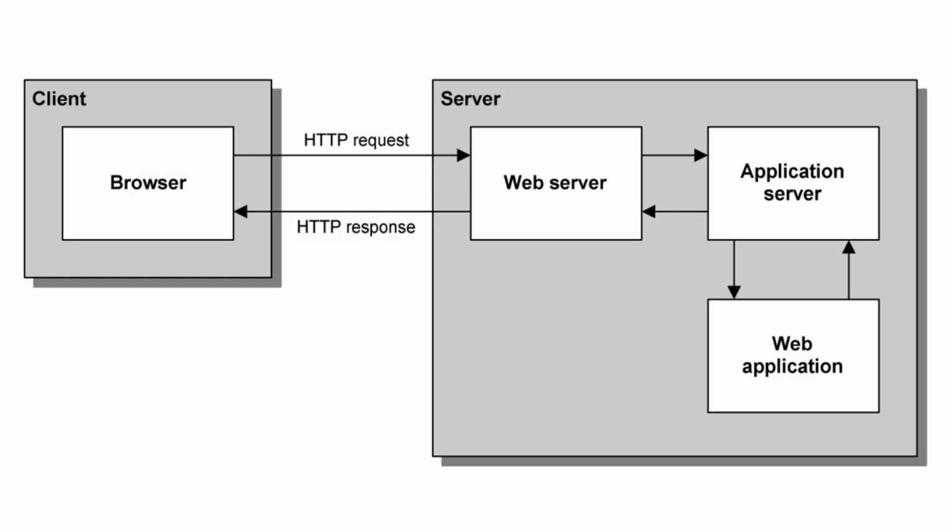When a web browser receives a request for a dynamic web page, the server passes the request to the application server. The application server executes the web application, which generates an HTML document. After processing, the document is returned to the application server, which passes it back to the web server. The web server then sends the document to the requesting browser.